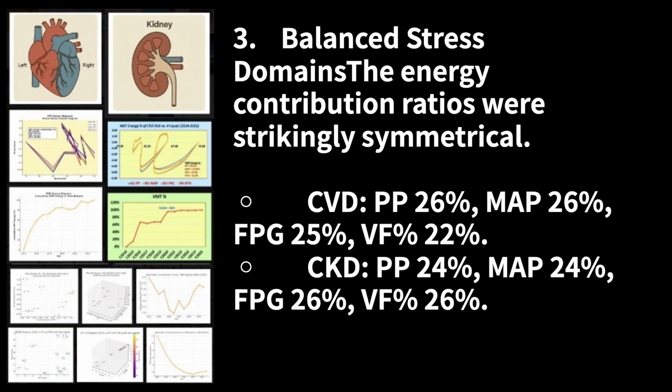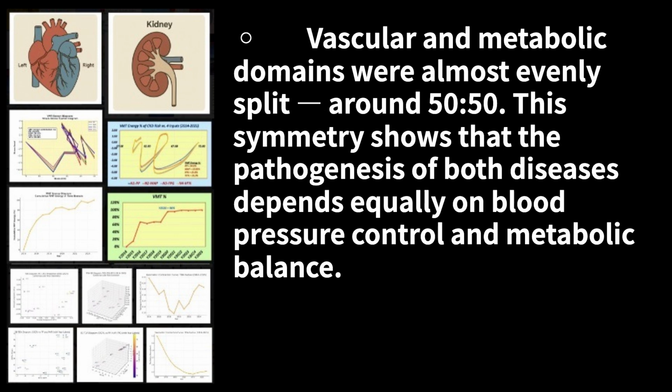3. Balanced stress domains. The energy contribution ratios were strikingly symmetrical. CVD: PP 26%, MAP 26%, FPG 25%, VF% 22%. CKD: PP 24%, MAP 24%, FPG 26%, VF% 26%. Vascular and metabolic domains were almost evenly split, around 50/50. This symmetry shows that the pathogenesis of both diseases depends equally on blood pressure control and metabolic balance.